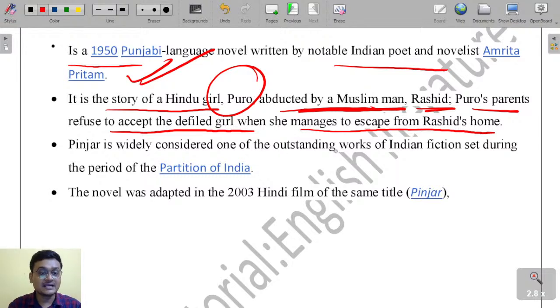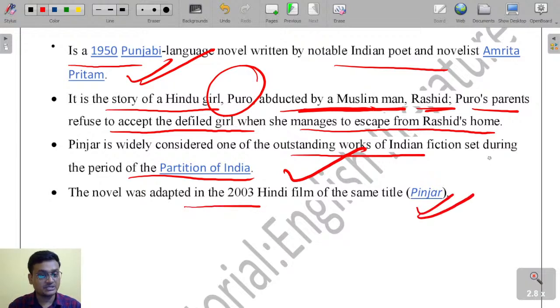Pinjar is widely considered one of the outstanding works of Indian fiction set during the period of the partition of India. And the novel was adapted into the 2003 Hindi film of the same title, Pinjar. Okay?